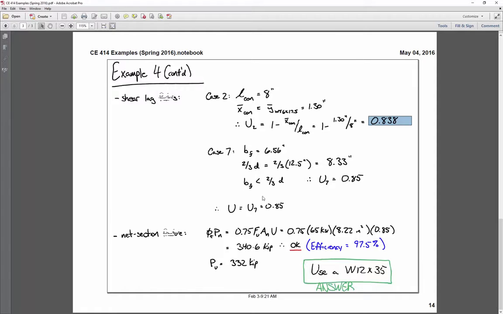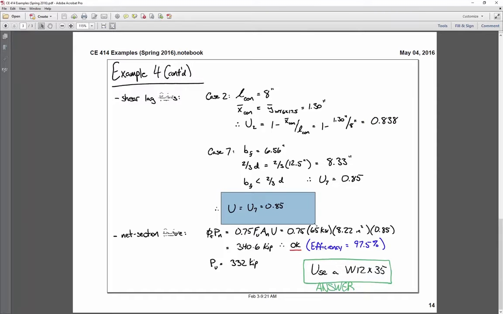Now that's not the only case that we assess. We also can employ case 7. So the flange width is 6.56 inches, and we compare it to 2/3 of the depth. Remember, we're always using decimal values, no fractional values for our quantities in the manual. So the depth is 12.5. Plug and chug and you get 8.33. Since the flange width is less than that, that means that U7 is 0.85. And remember, when you've got this quantity and the one calculated per case 2, the larger value is to be used. That means we use the U7, 0.85.